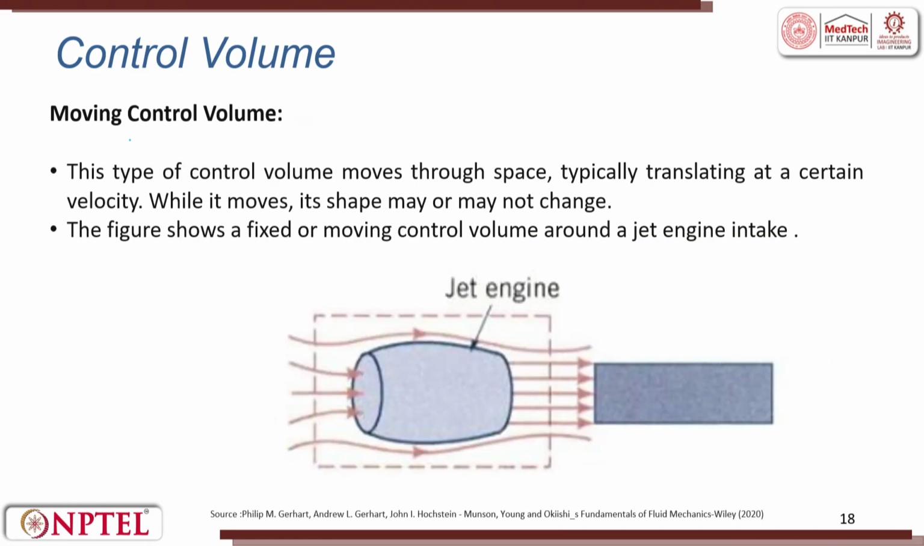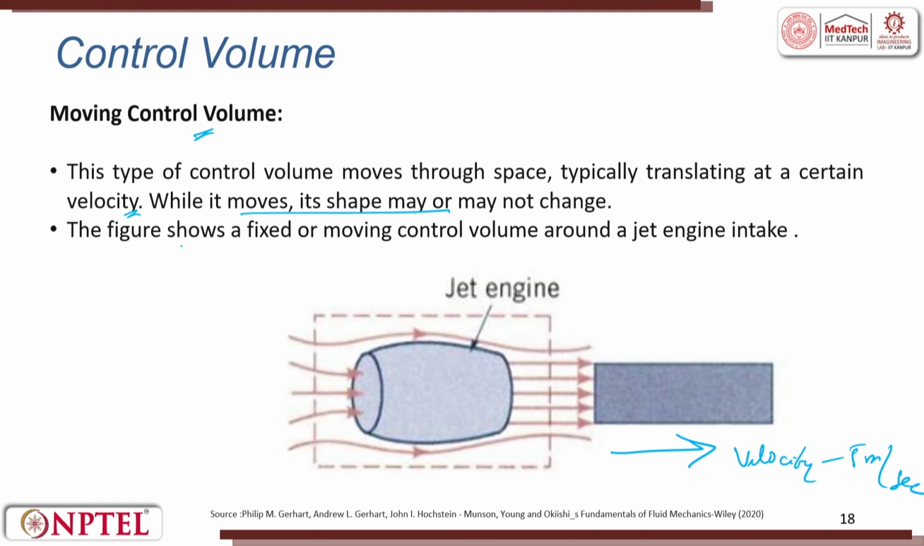Next one is moving control volume. Whatever cylinder is there, you are moving it. You are moving the cylinder. This was a cylinder at a fixed point. So, when you are trying to move a control volume, this type of control volume moves through space, typically translating at a certain velocity. So, this one translates at a velocity of maybe 5 meters per second. Its shape may or may not change. When it is moving at this velocity, it might or might not change.